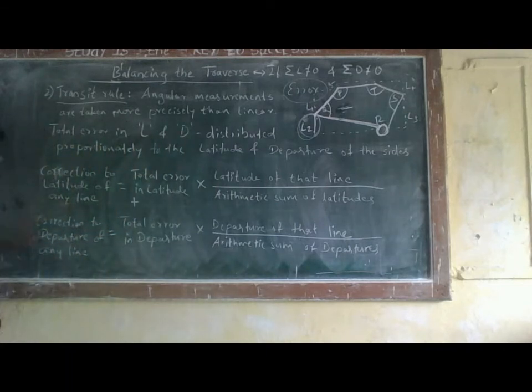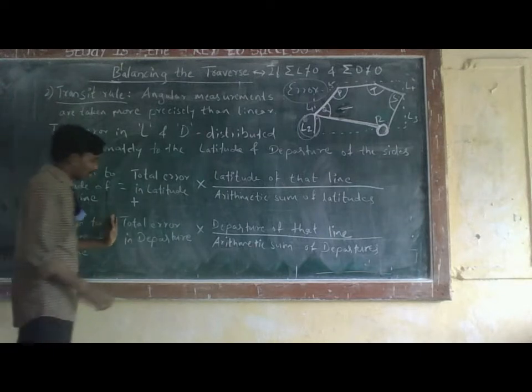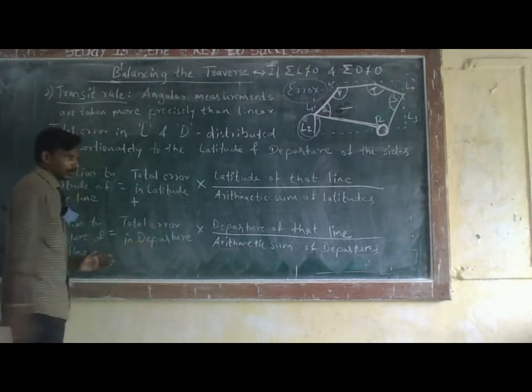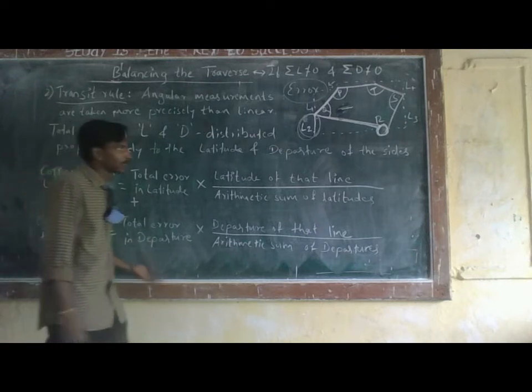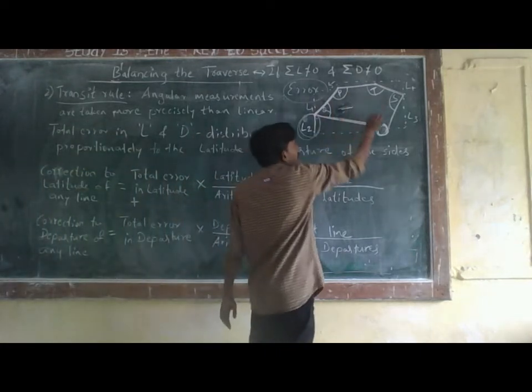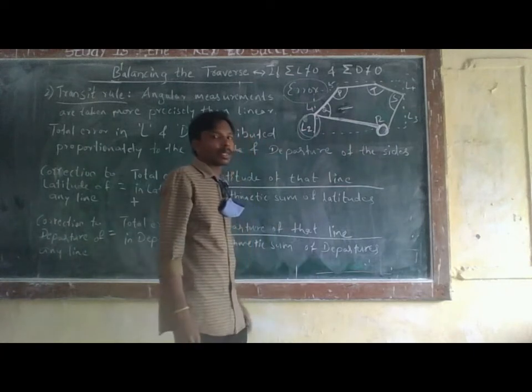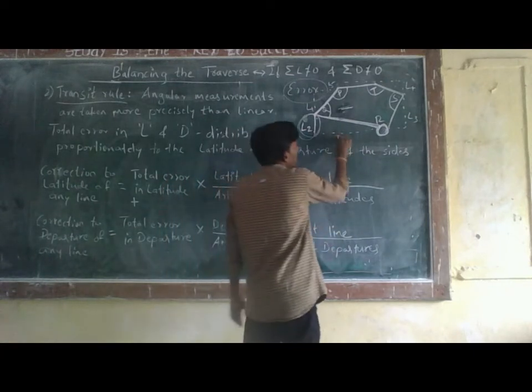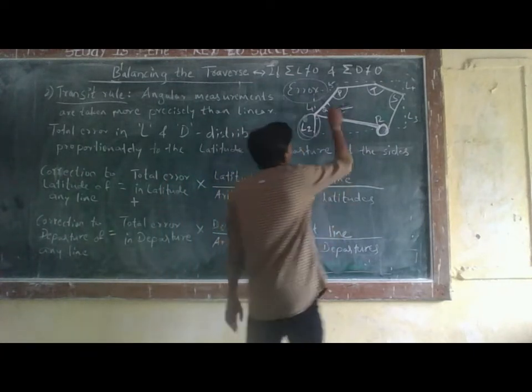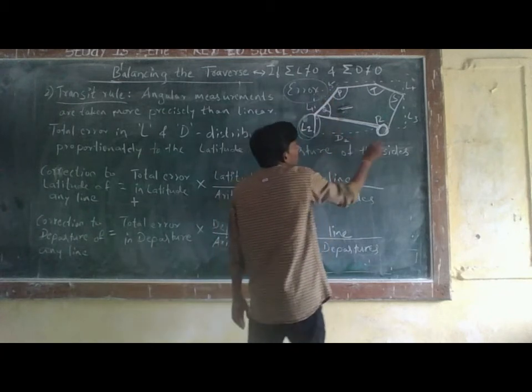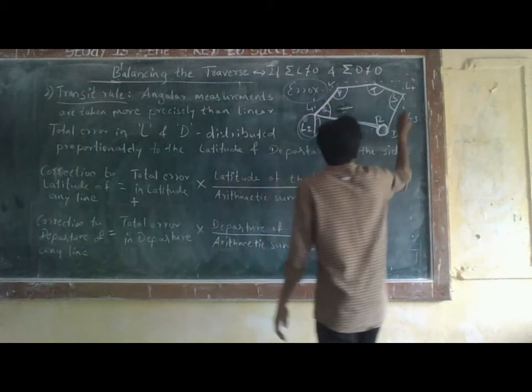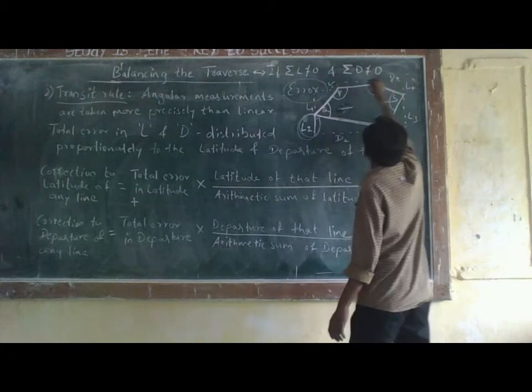In the same way, next is correction to departure of any line by using transit rule. Now here again total error in departure. Total error in departure means take the sum of all the departures. All the departures are there, see, D1, D2, D3, D4 and D5.